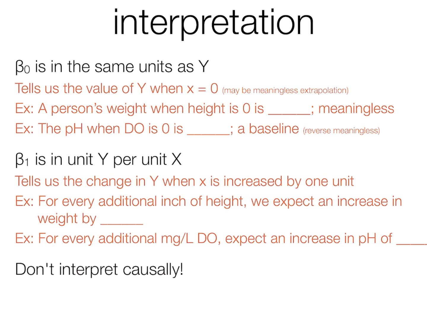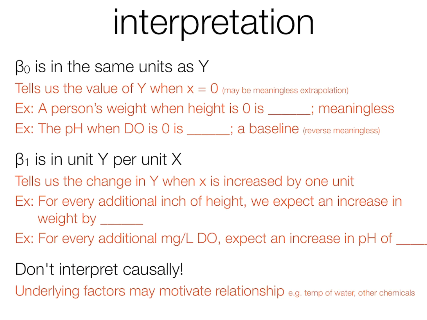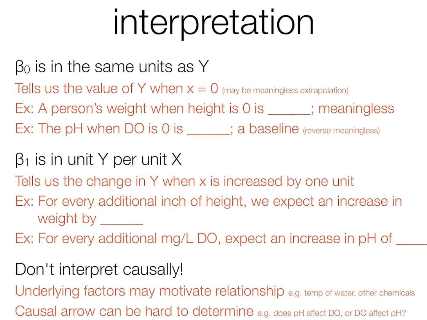Be careful not to interpret this causally. Underlying factors may motivate the relationship that you're seeing, so it's difficult to say that if we manipulate the x variable by a certain amount, the y variable will certainly change by a corresponding amount. We expect that to happen, but we need to be careful not to interpret things causally. Another aspect of this is that the causal arrow may be hard to determine. In other words, does x cause y or does y cause x? In the example of water, does the pH affect the dissolved oxygen content or does the dissolved oxygen content affect the pH? It's probably actually the latter.